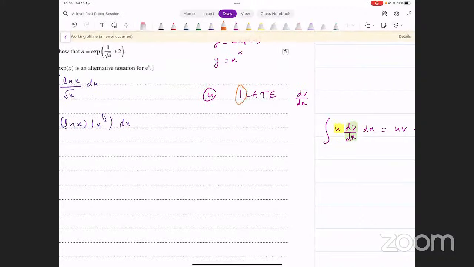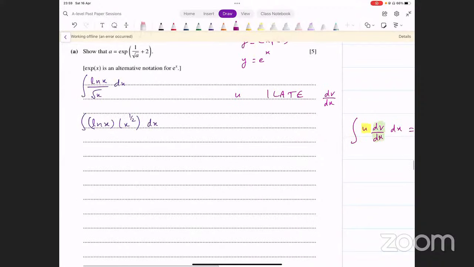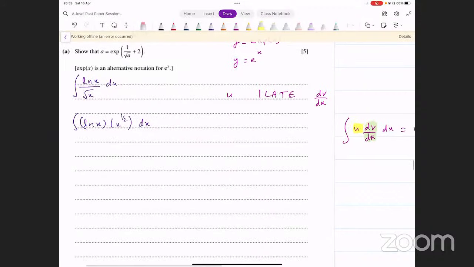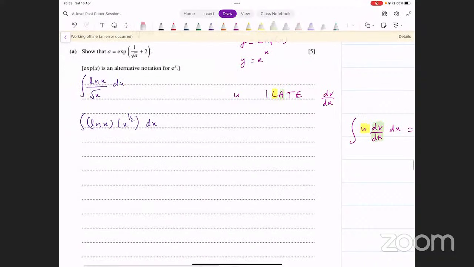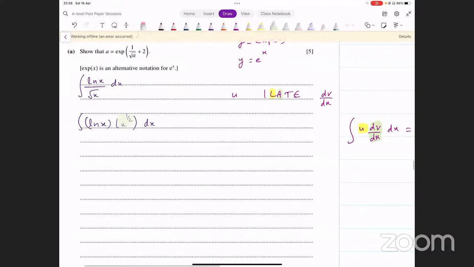Inverse trigonometric function, log function, a is algebraic, terms of x, some x polynomial, t is trigonometric: sin, cos, tan, e is exponential. The function that comes on the left, you have to take as u, and the one on the right, you have to take as dv over dx. So what functions do we have here? We've got log function and we've got algebraic function. So what will we do with the algebraic function? We will take it as dv over dx because it is coming on the right side. The log function we will take as u.